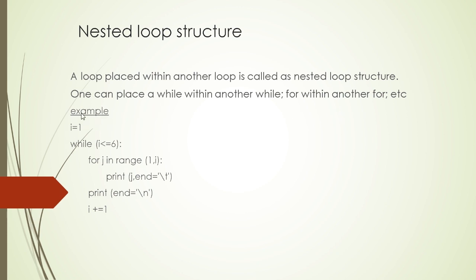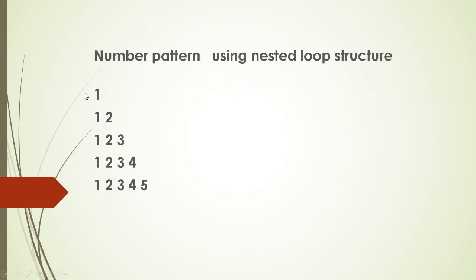So we are going to see an example, that is, the number pattern. What is the program? I is equal to 1, while I less than or equal to 6, for j in range 1 comma I, print j, end is equal to backslash t, print end is equal to backslash n, I is equal to I plus 1. To display this number pattern, 1 in the first line, next line 1, 2, like that, how many lines are we using? 5 lines we want to display.